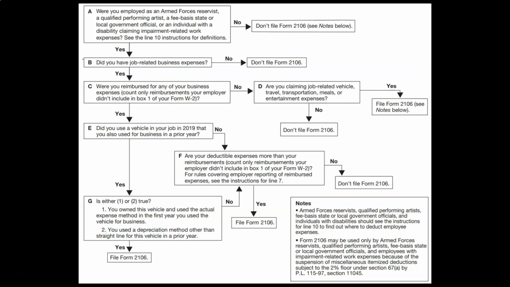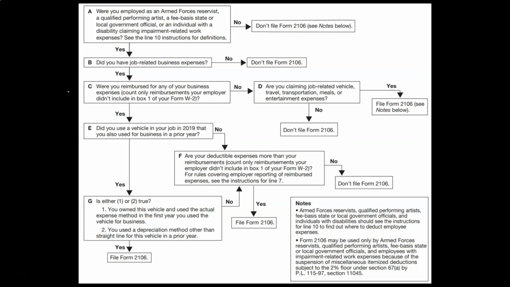Did you have job-related business expenses? If you didn't have any job-related business expenses, even if you fall into that category up top, then you're not going to file Form 2106. And if yes, we go on to C and we say, were you reimbursed for any of your expenses? Count only reimbursements your employer didn't include in box 1 of your Form W-2.